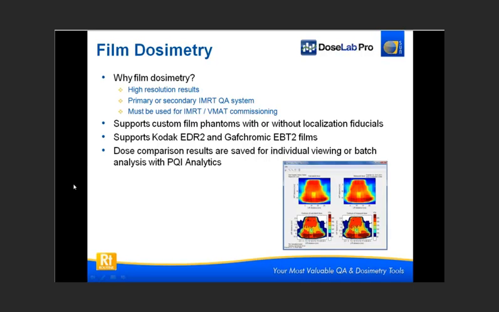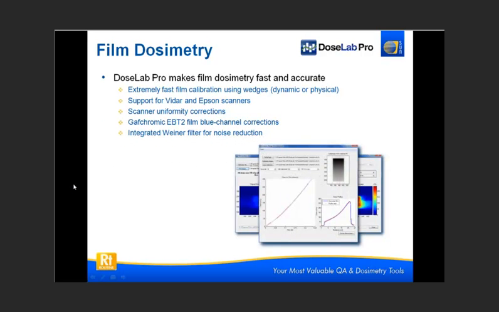The DoseLab Pro film dosimetry package supports custom film phantoms. They can have localization fiducials or not, it doesn't matter. It supports EDR2 and EBT2 films, and all of its dose comparison results are saved either for individual viewing or batch analysis using PQI Analytics. The film dosimetry package has very fast film calibration.